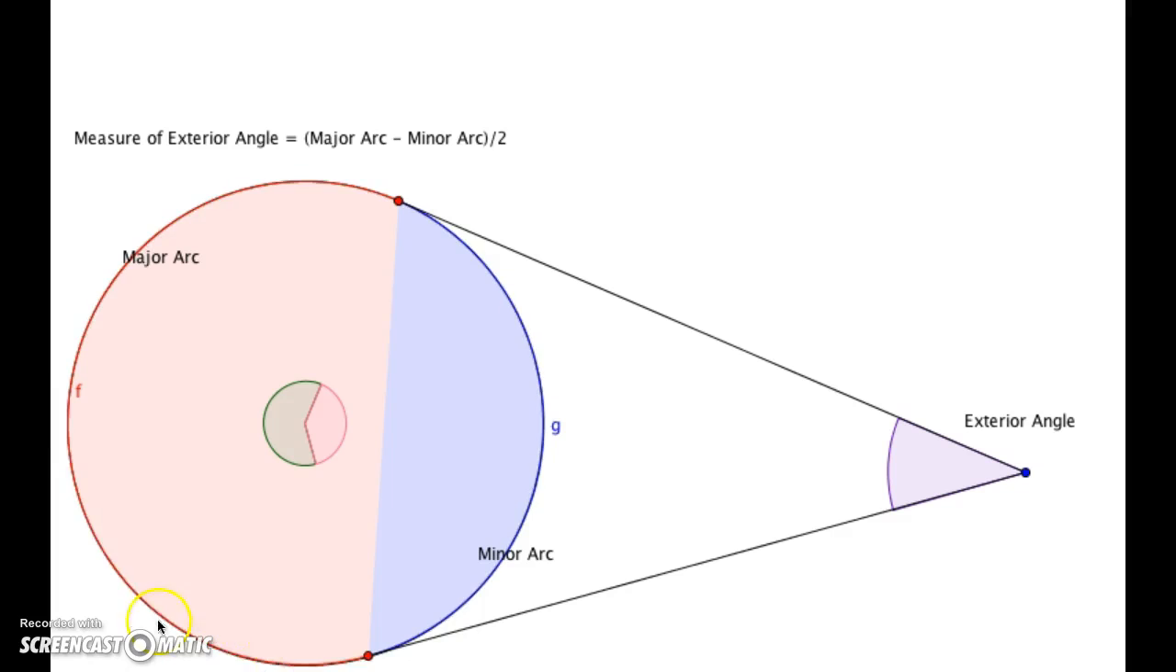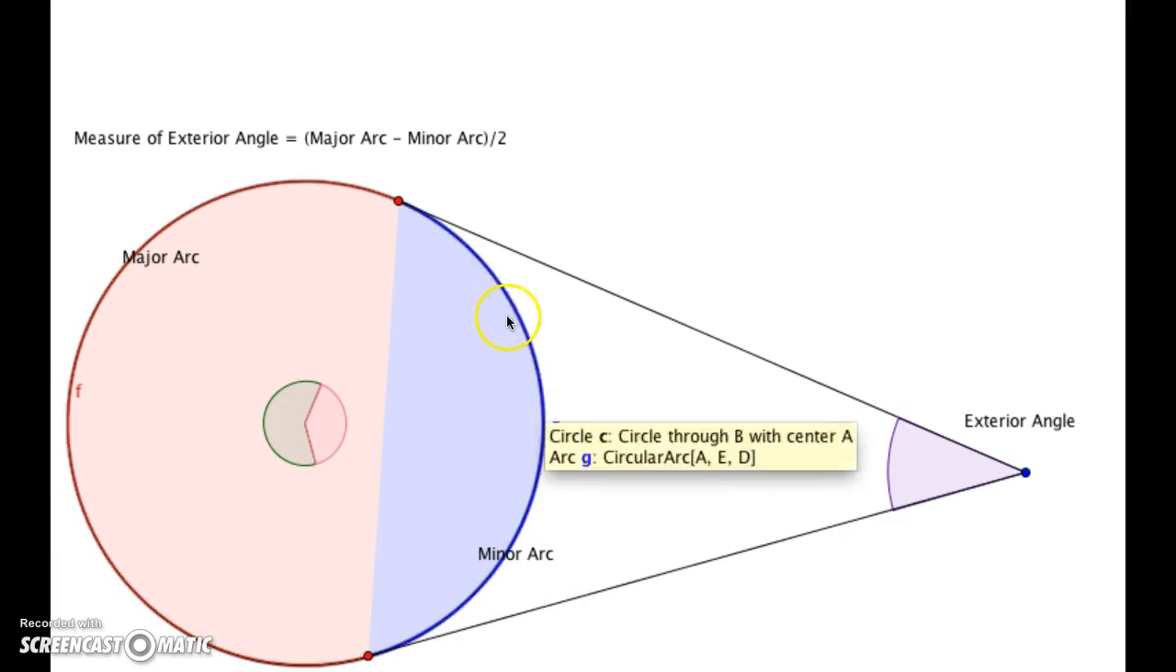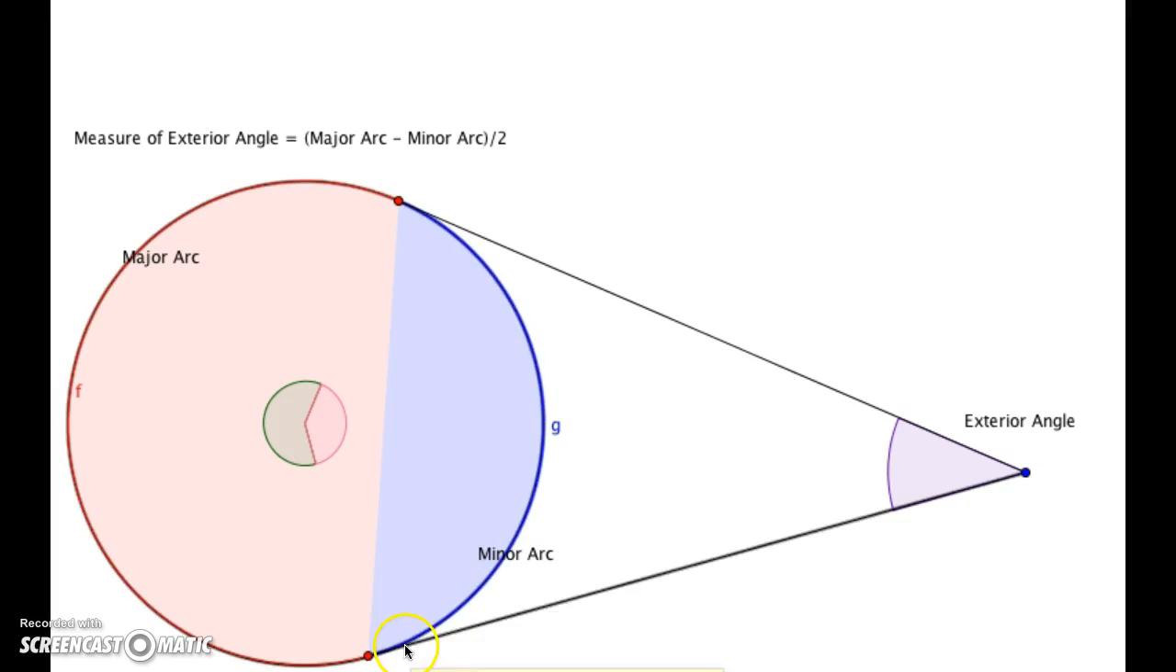So the major arc is going to be this big one that goes from here all the way down here, and then the minor arc is the little one that's on the inside of the angle right here. So the minor arc is the blue one and the major arc is the red one. So to be able to find the measure of this exterior angle over here, we need to know the measure of the major arc and the measure of the minor arc.